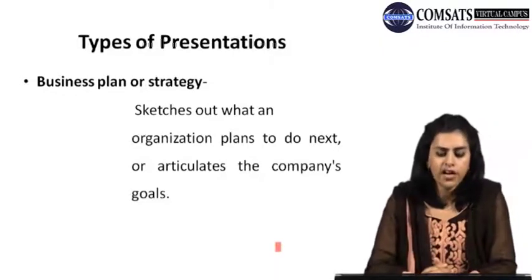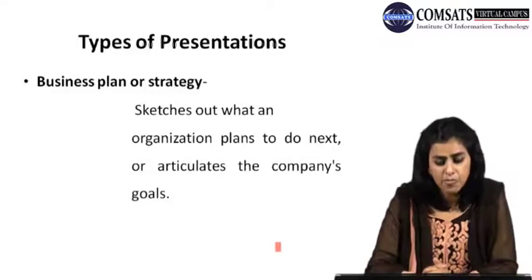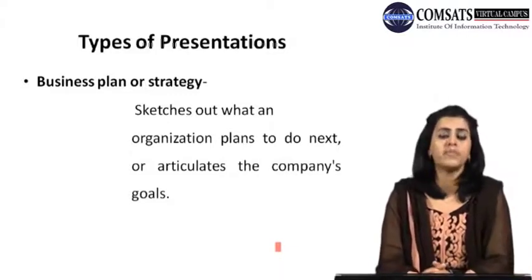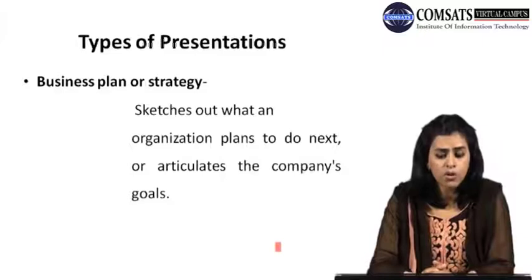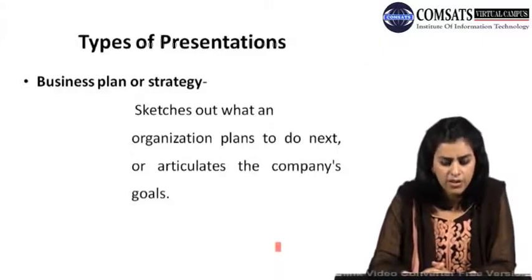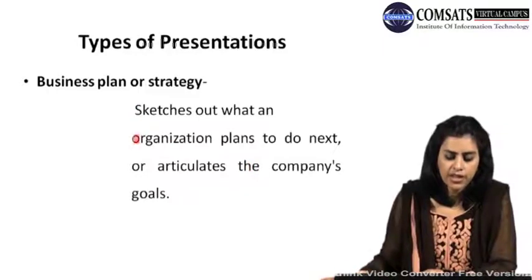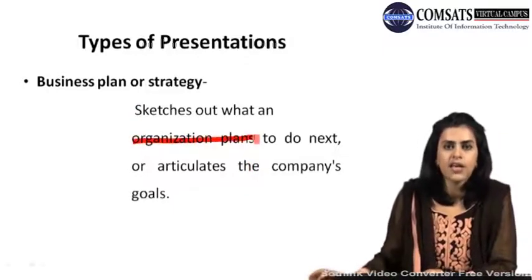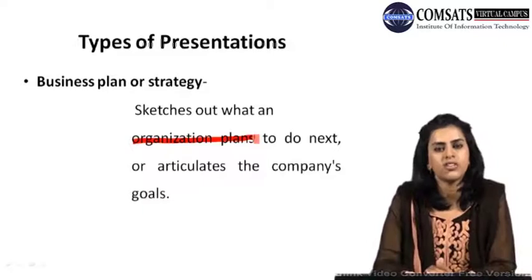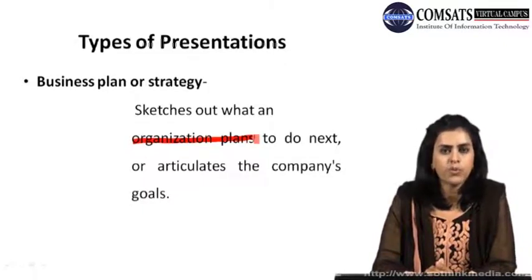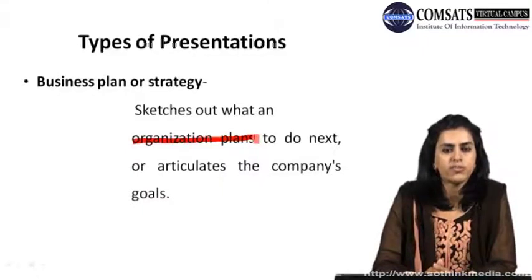To move on, we are going to discuss another type, that is business plan or strategy. Business planning or strategy sketches out what an organization plans to do next or articulates the company goals. So it usually has something to do with plans. Maybe a company has launched a new product, or maybe company A is supposed to report to company B, or maybe the company manager is supposed to deliver a presentation of the future plans.